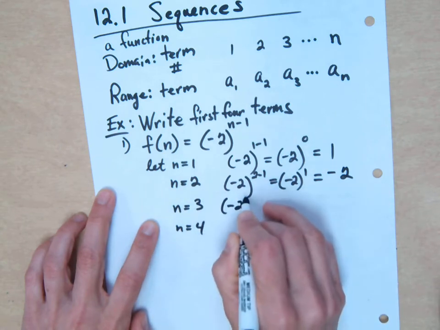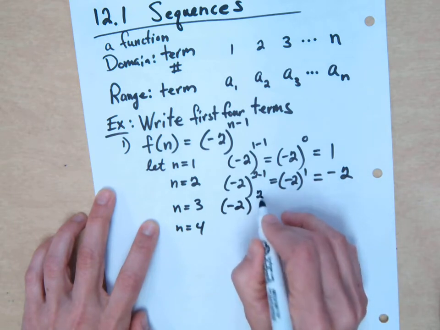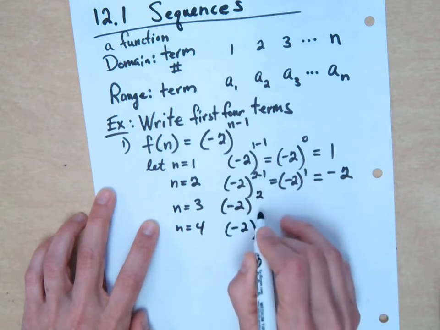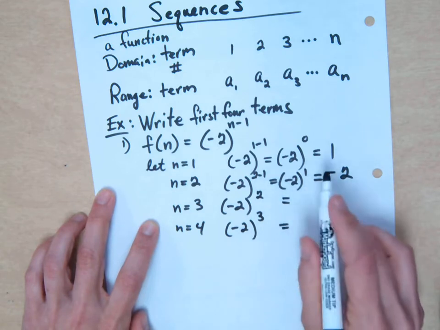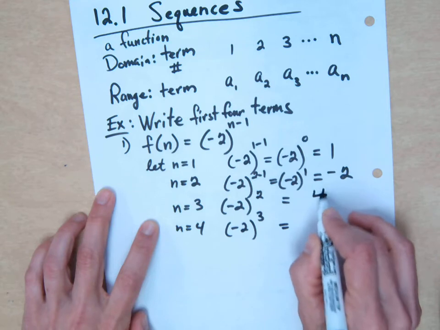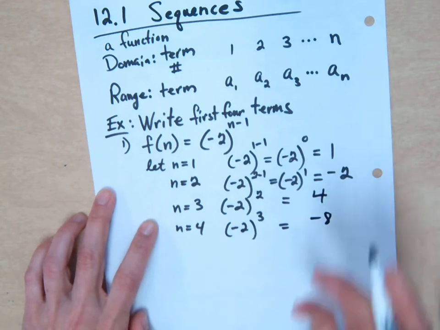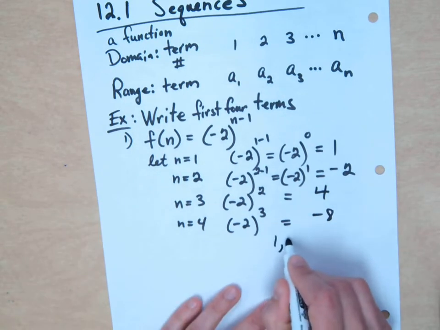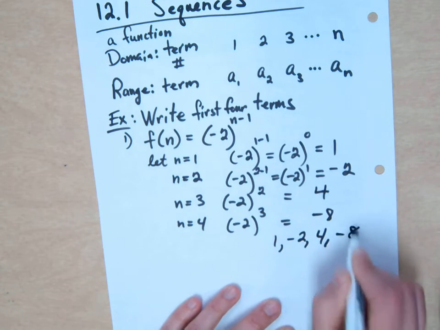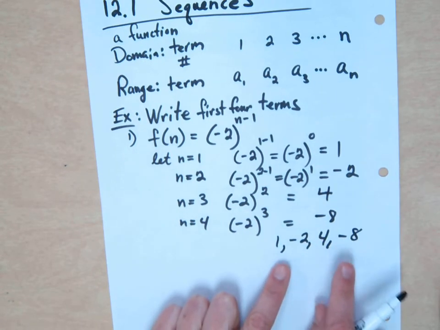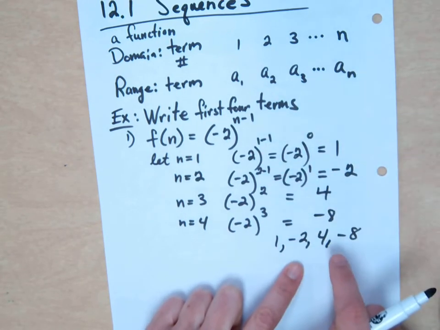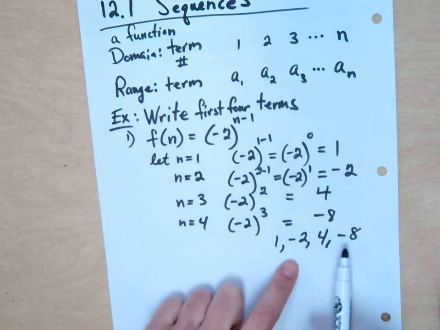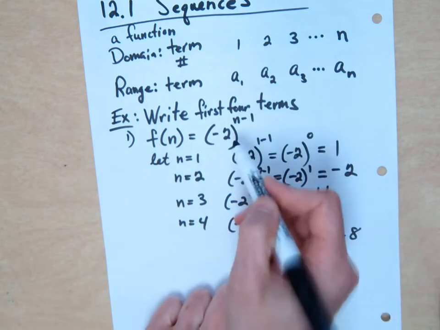So this is -2 to the second power, and this is going to be -2 to the third power. If we just follow the same pattern, this would be 4, and this would be -8. So our sequence is 1, -2, 4, -8. And we'll talk in a second about how to go from the sequence back to the formula. Basically that's the goal in this part: how do you take an equation and write out the sequence, or take the sequence and write out what the equation is?